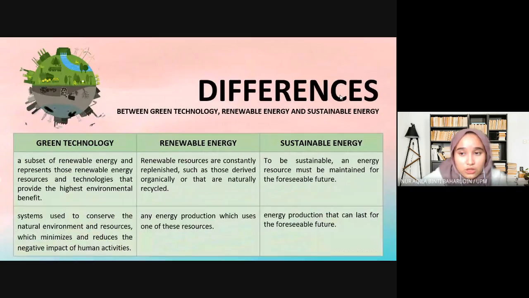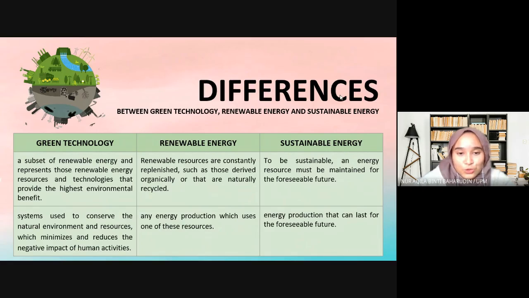Okay, so for the differences between green technologies, renewable energy, and sustainable energy. Green technology is a subset of renewable energy and represents those renewable energy resources and technologies that provide the highest environmental benefits. Besides, green technology is also a system that is used to conserve the natural environment and resources, which reduces the negative impact of human activities.